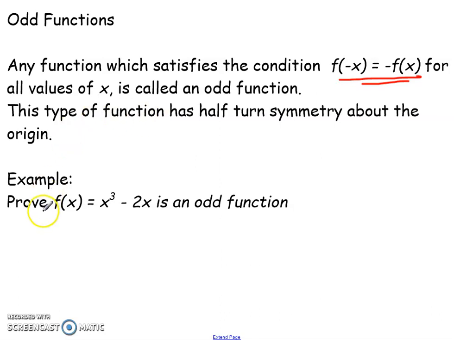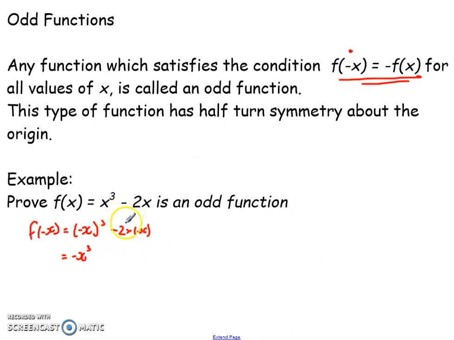Now if I had a question that said prove f of x equals this is an odd function, I would do the exact same as what I did in the last one. I'd start with f of negative x and I'd try and make sure I got to negative f of x. So if I did this one, I'd do f of negative x, that equals negative x cubed take away 2 times negative x. Negative x cubed, well that is actually just negative x cubed all on its own. We've then got take away 2 times negative x.